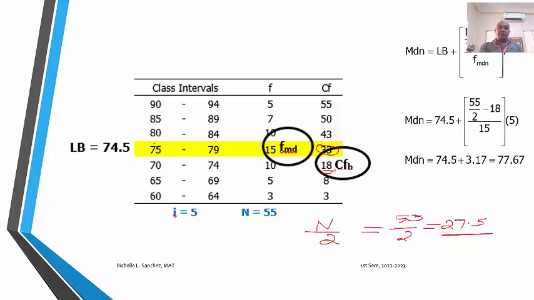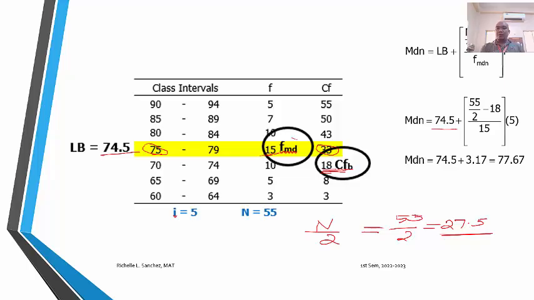And then the lower boundary of 75, we just subtract 0.5 from our lower limit, and that becomes 74.5. The highlighted row is already our median class. Therefore, the frequency of our median class is 15. And then the cumulative frequency before the median class is 18. With this information, we can now plug in the given in our formula.